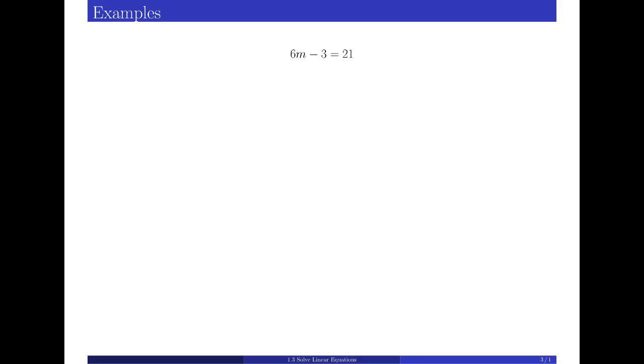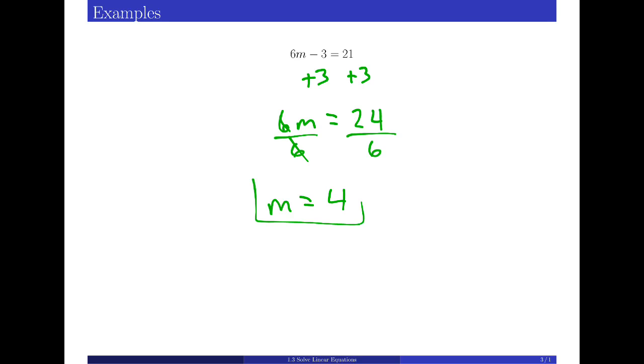Next up, 6m minus 3 equals 21. We need to get the m by itself, so we want to get the m term by itself, so we want to get rid of that minus 3. How do we undo minus 3? We add 3, so we would have 6m equals 24. We have 6 times m. How do we undo that multiplication? We divide both sides by 6, and we get m is equal to 4.